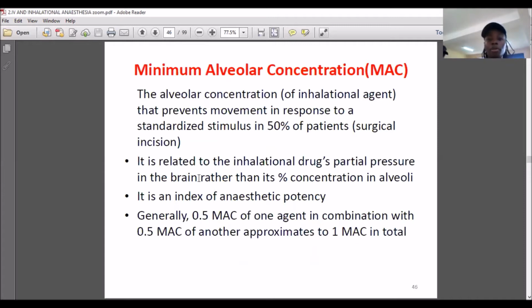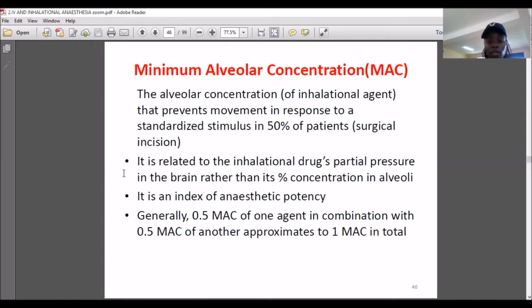So we are going to talk about the minimum alveolar concentration, which is the MAC. The alveolar concentration of inhalation agent that prevents movement in response to a standardized stimulus, such as surgical incision, in 50% of patients. It is related to the inhaled drug's partial pressure in the brain rather than its percentage concentration in alveoli. It is an index of anesthetic potency.